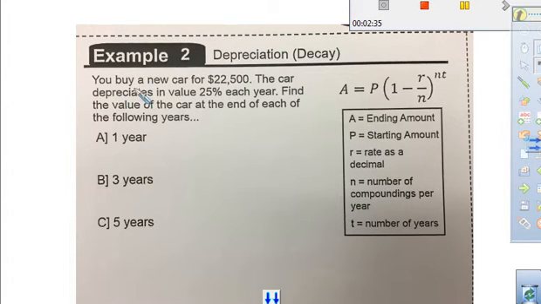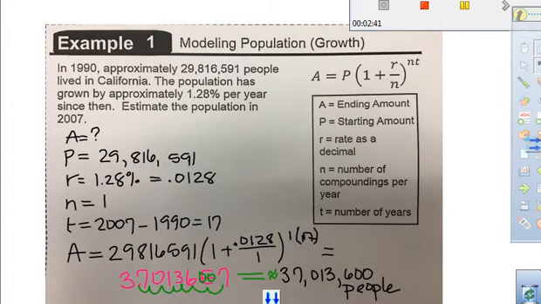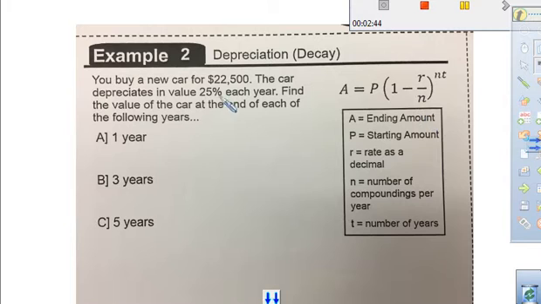Alright, so this is our decay formula, and notice that all that changed was it went from a plus sign to a minus sign. So I'm just going to read through it. You buy a new car for $22,500. The car depreciates in value 25% each year. Find the value of the car at the end of each of the following years. So what's happening is they want us to change the number of years, our T value. So our T in this one would be 1, our T in this one is 3, and our T in this one is 5. And then the rest stays the same.